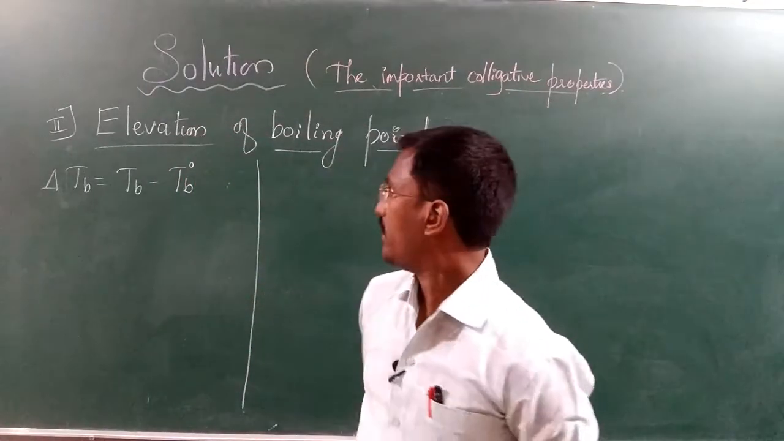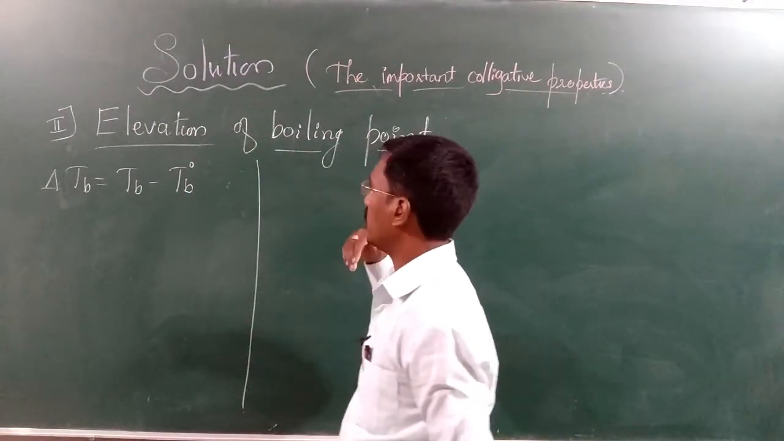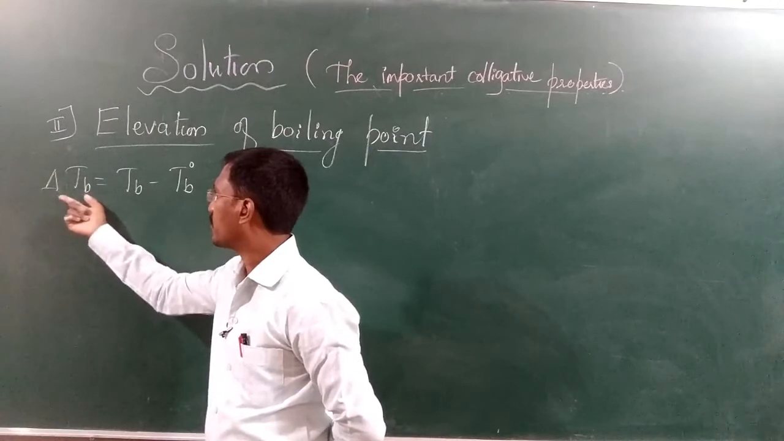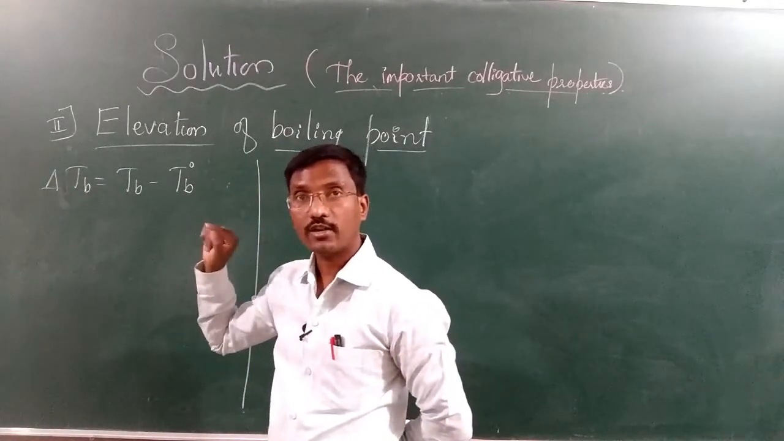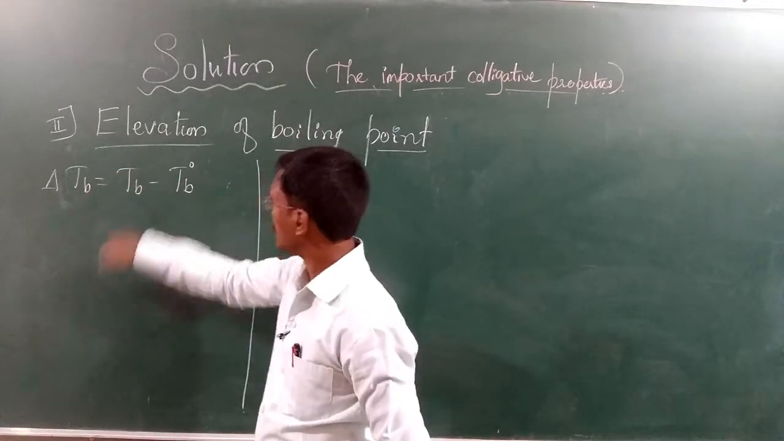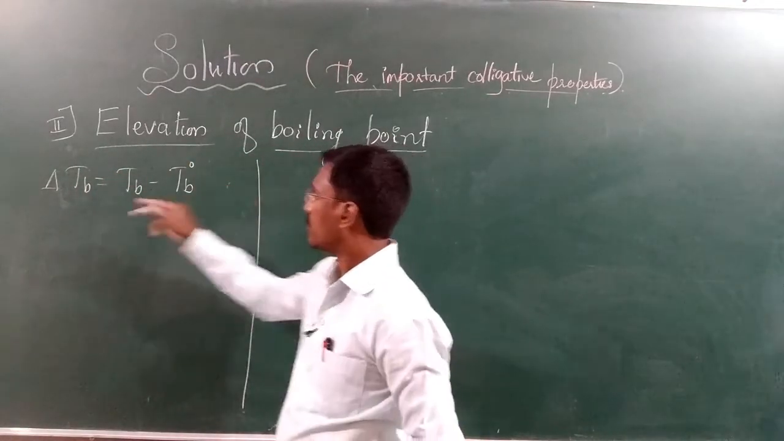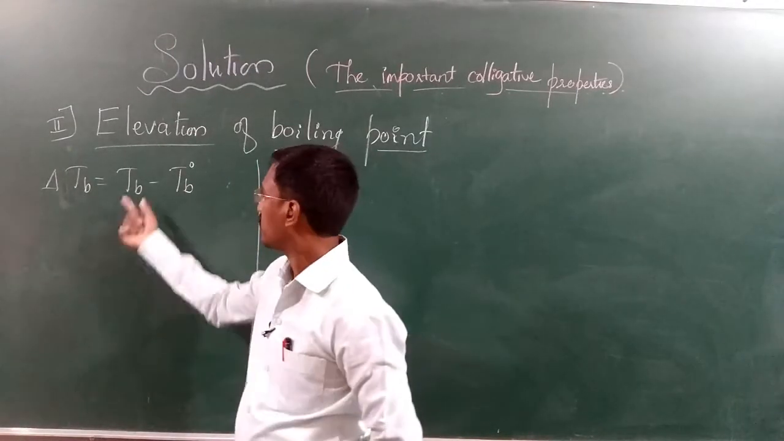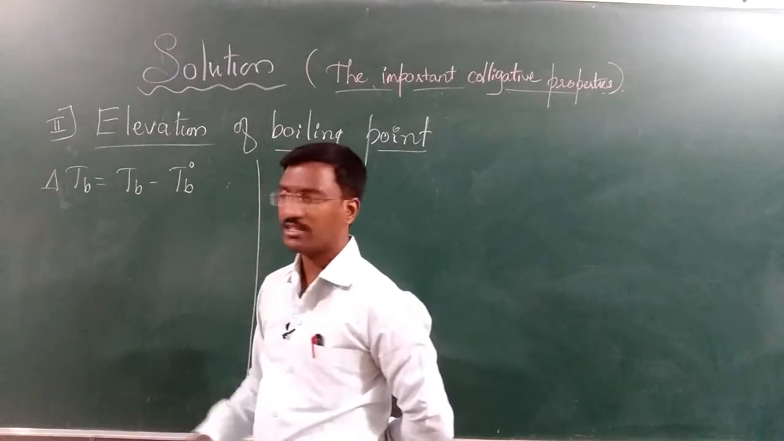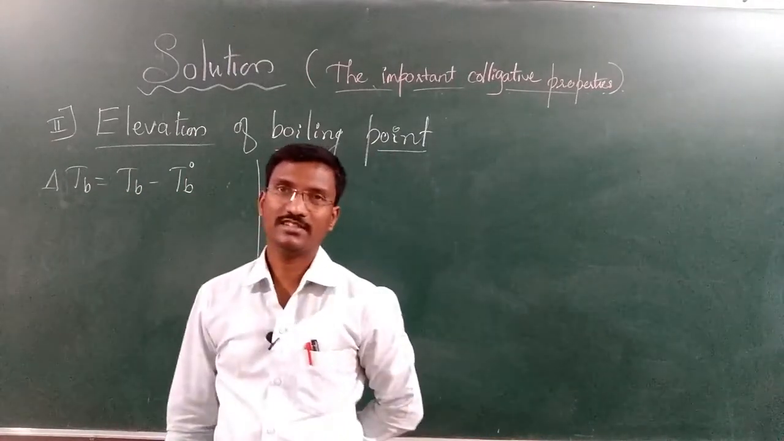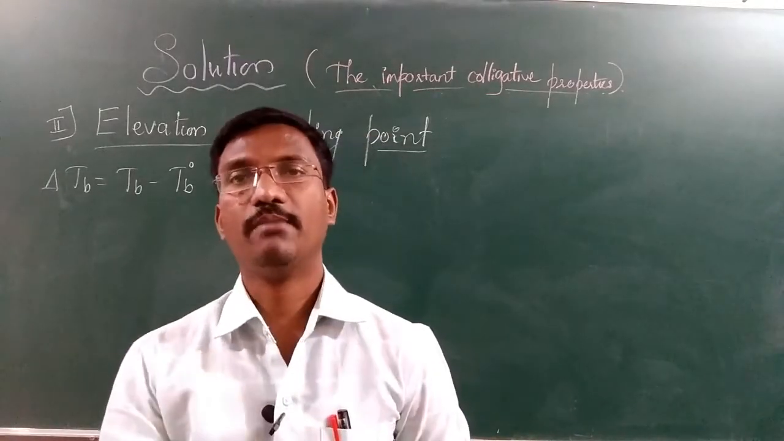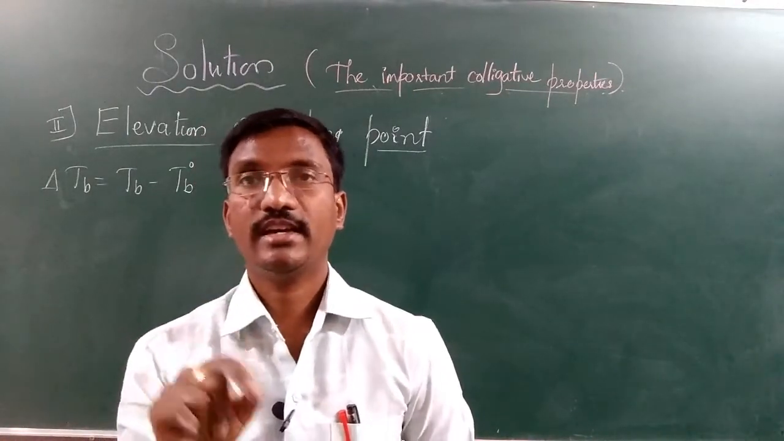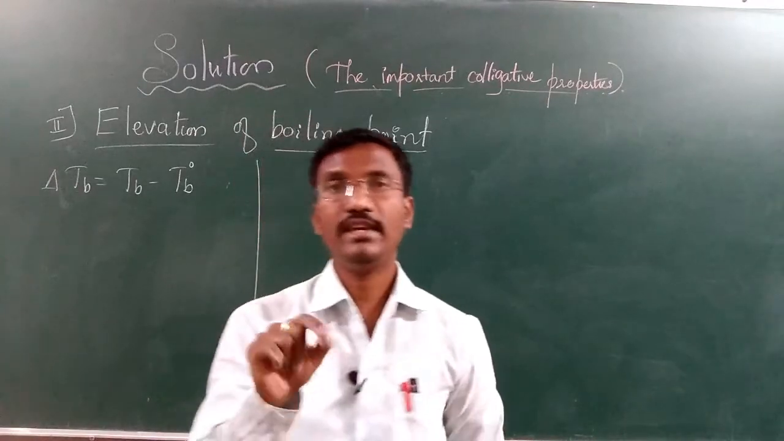So here, let's know what is elevation of boiling point. Elevation of boiling point is nothing but delta TB. It is the difference of the boiling point temperatures. So elevation of boiling point is the difference between TB and TB naught. Can you guess here? TB naught is like what we saw previously with PA naught. PA naught is the pure form, where A is the solvent and A naught means pure. PA is the solution.